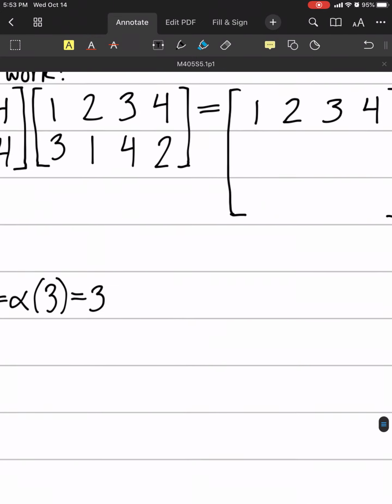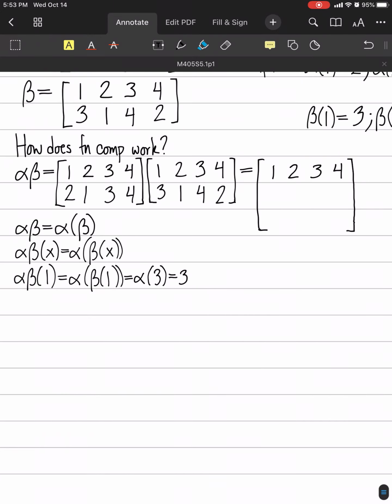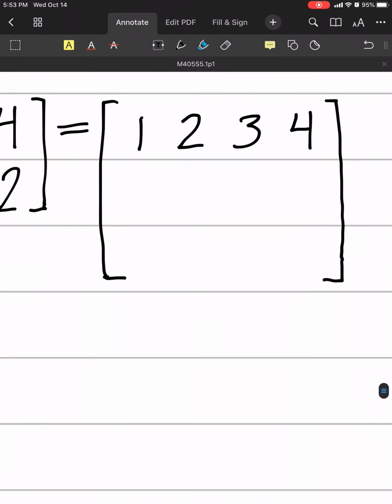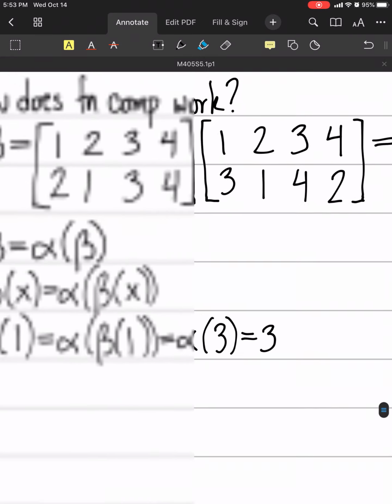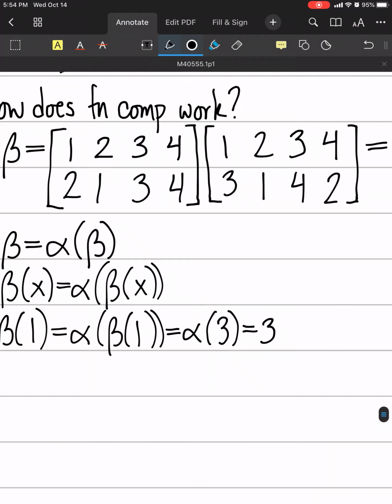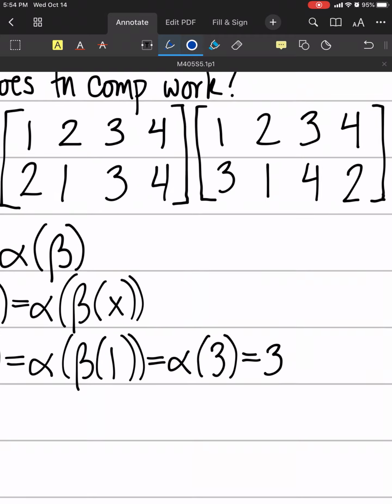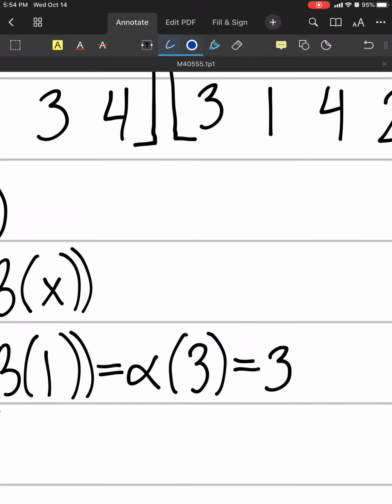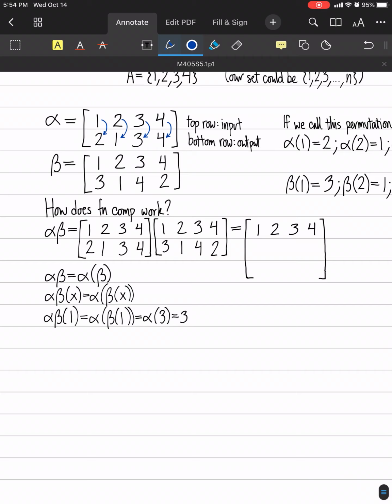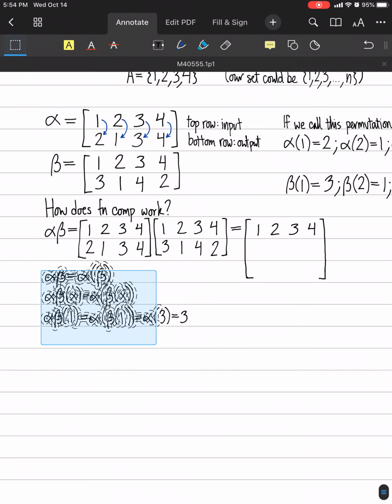So let me show you how we can do this in our extra row thing here. The first thing we do is the right-hand one, because it's like plugging a function into another function. Like if you have f of g of x, you plug into g first, and then whatever you get out, you plug back into f.